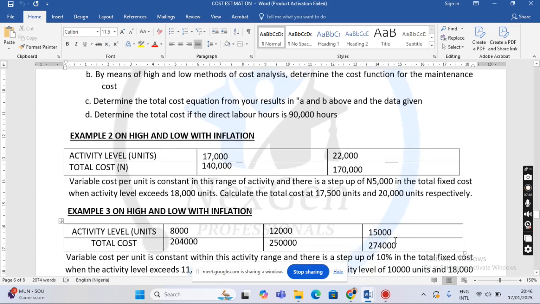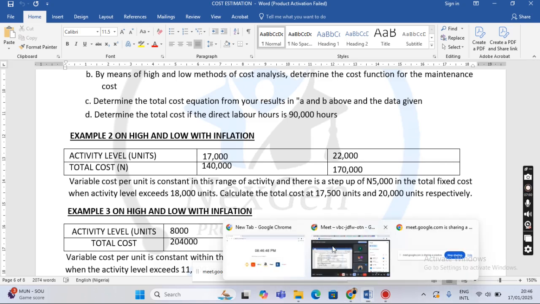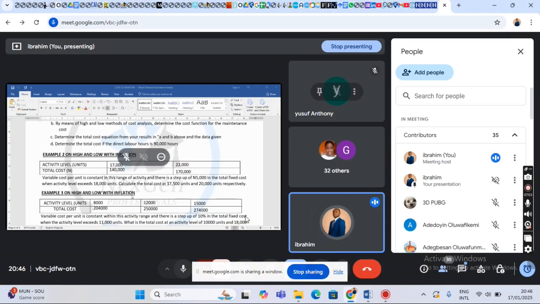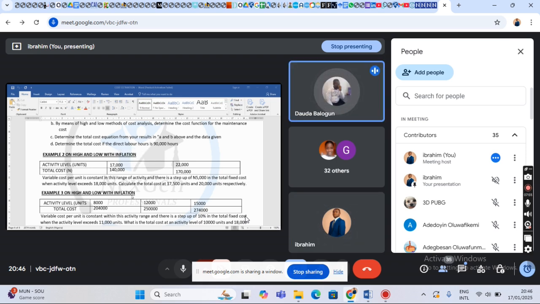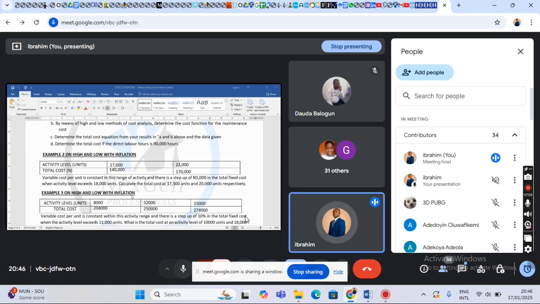Class, please confirm if you can see my screen. Yes, we can see it. Okay, that's fine. Now we have high and low with inflation. Inflation question two. You can see that we have high and low inflation question three.